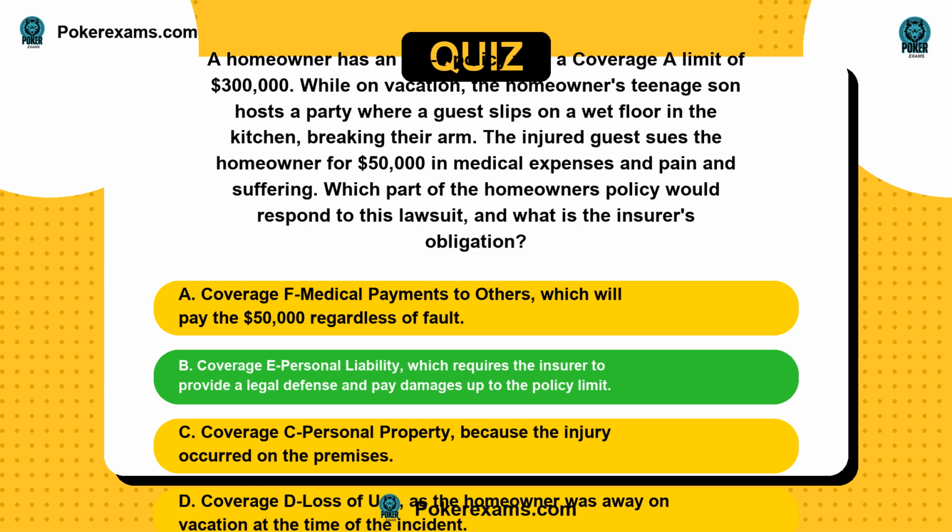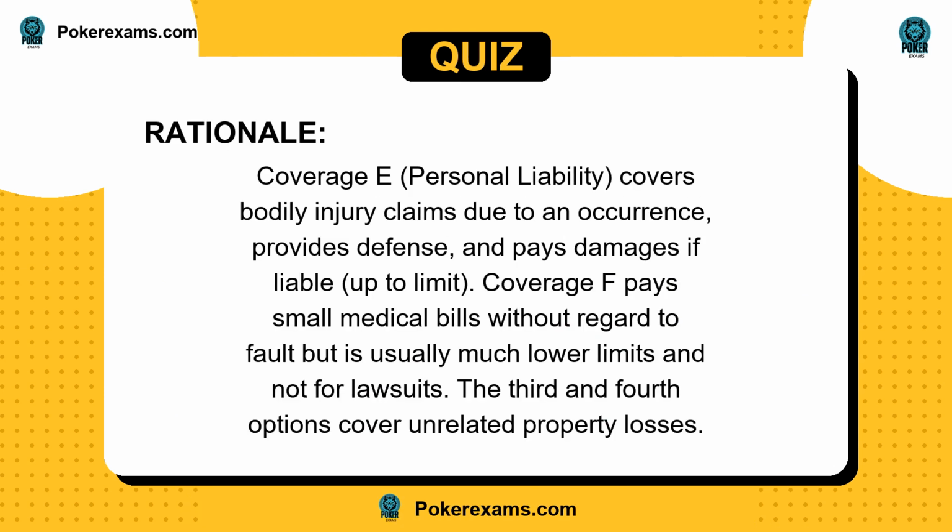The answer is B. Coverage E, personal liability, covers bodily injury claims due to an occurrence, provides defense, and pays damages if liable, up to the limit. Coverage F pays small medical bills without regard to fault, but is usually much lower limits and not for lawsuits. The third and fourth options cover unrelated property losses.